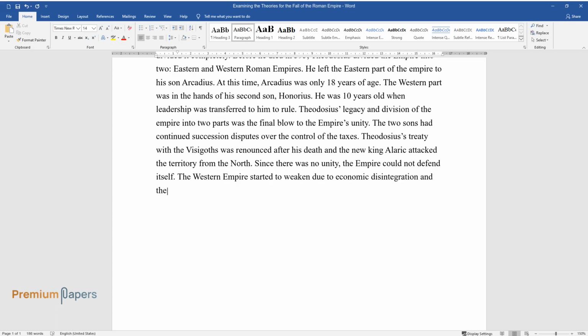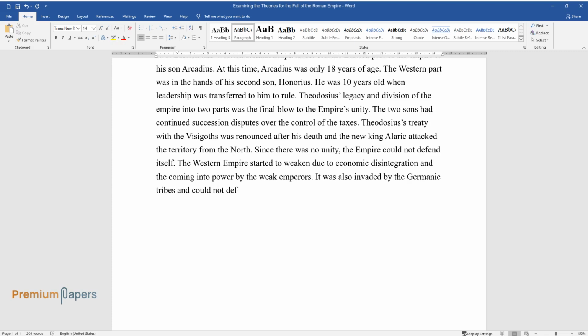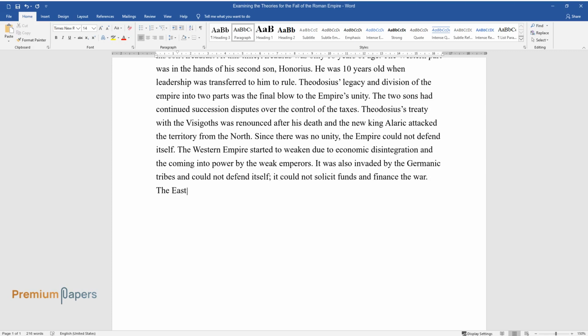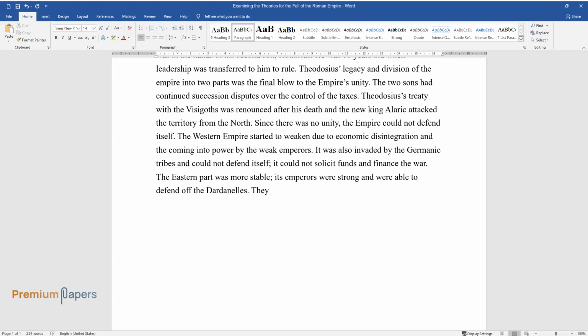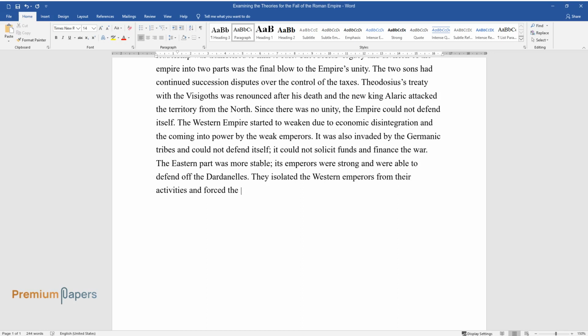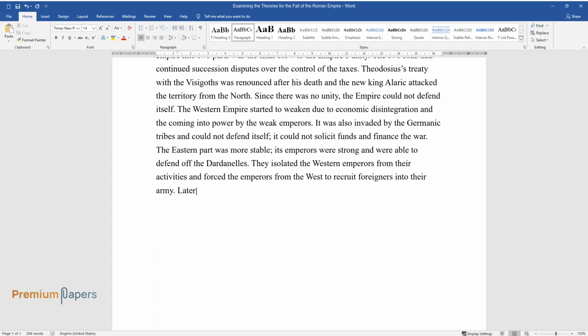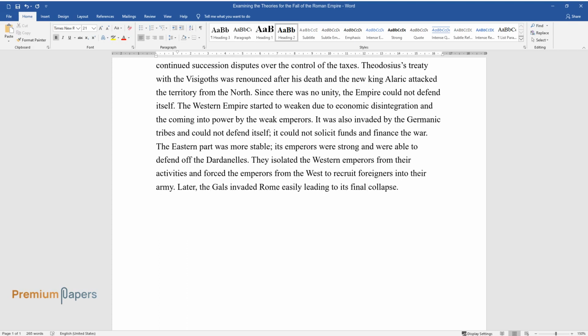The Western Empire started to weaken due to economic disintegration and the coming into power of weak emperors. It was also invaded by the Germanic tribes and could not defend itself. It could not solicit funds and finance the war. The eastern part was more stable, its emperors were strong and were able to defend the Dardanelles. They isolated the Western emperors from their activities and forced the emperors from the west to recruit foreigners into their army. Later, the Gauls invaded Rome, easily leading to its final collapse.